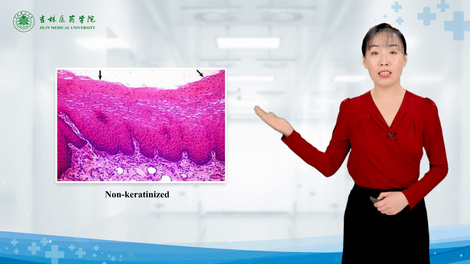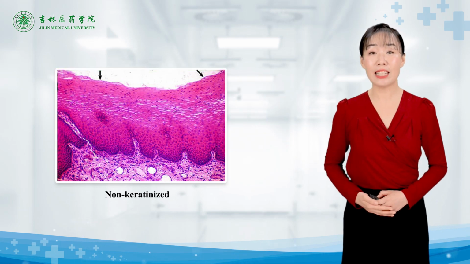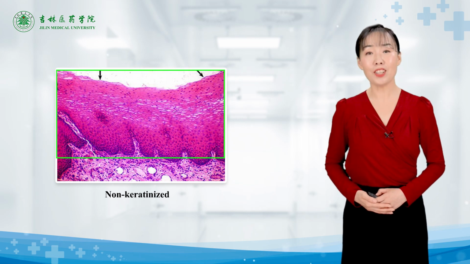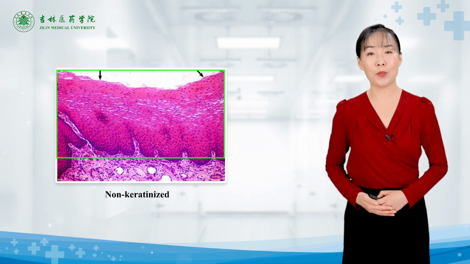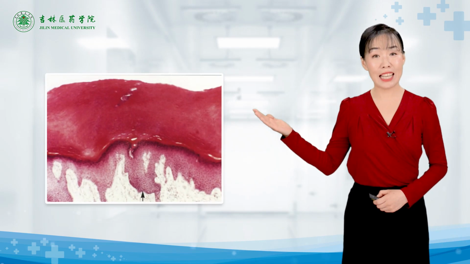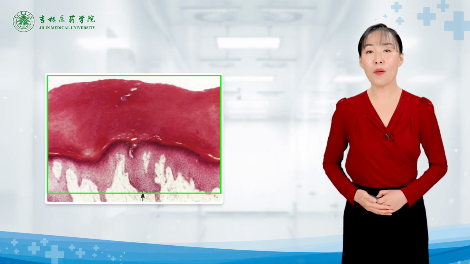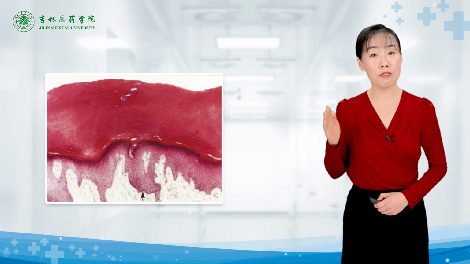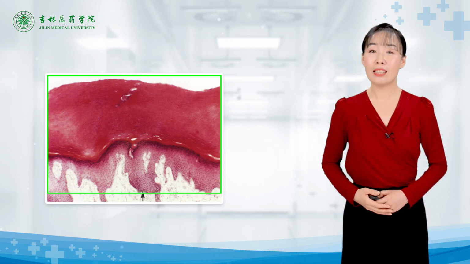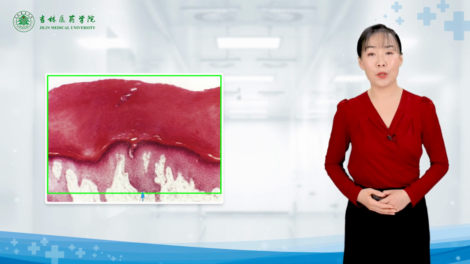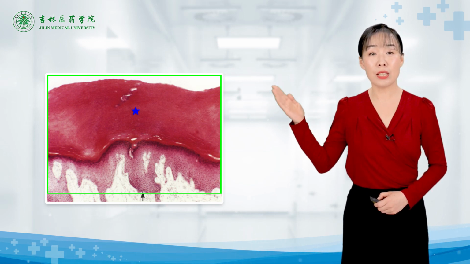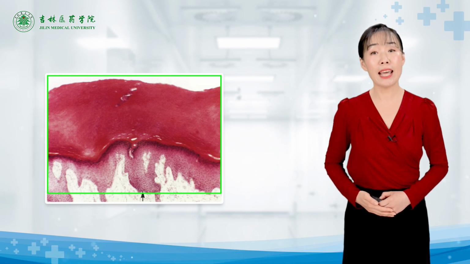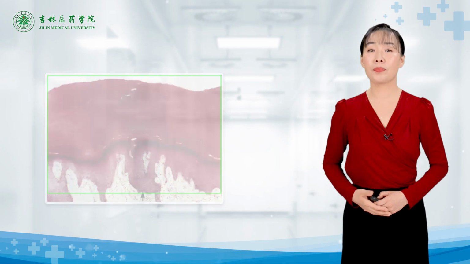In this picture, the square shows the non-keratinized stratified squamous epithelium. The arrow indicates the squamous cells. This is the skin of fingers. The square shows the epidermis, which is keratinized stratified squamous epithelium. The arrow indicates the basal cells. The blue star shows the stratum corneum, which falls off continuously and forms scurf.